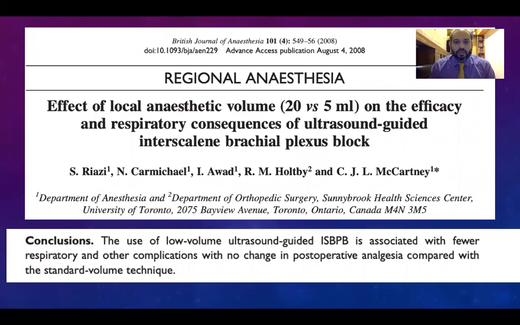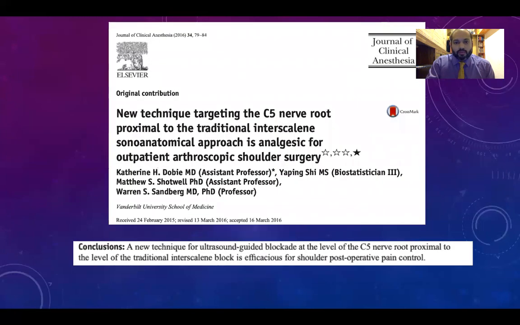This was published in 2018 in British Journal of Anesthesia by Riazi et al. Effect of local anesthetic volume 20 versus 5 ml on efficacy and respiratory consequences. They studied about 40 patients, 20 patients with 20 ml and 20 patients with 5 ml drug. And they found that low volume ultrasound guided interscalene block is associated with fewer respiratory and other complications, and there is no change in the postoperative analgesia for first 24 hours. This was followed by a series of publications.